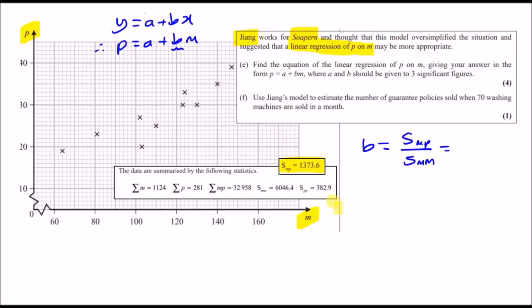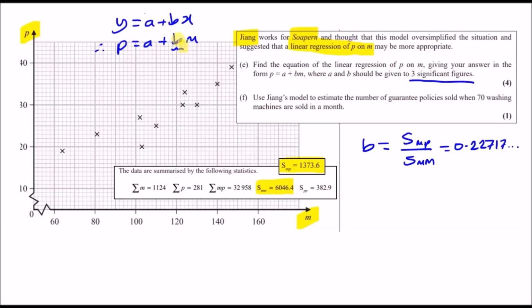So we know the value of SMP, and we also have the value of SMM. Dividing these two, the b value should be approximately 0.22717... What I usually do for this kind of question, guys, is never round your values early. Always keep it to 5 or 6 decimal places. Then when you get the answer, round it to 3 significant figures if it goes on for a while. Actually, they tell us here to round it to 3 significant figures. So now you've got b, we can calculate a.